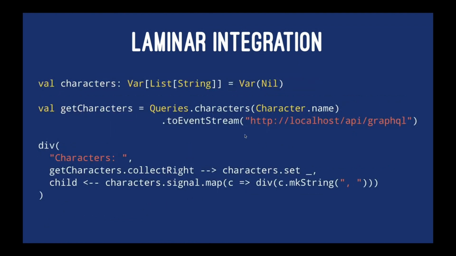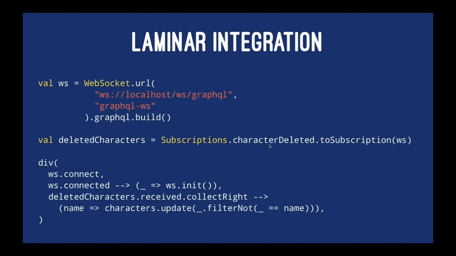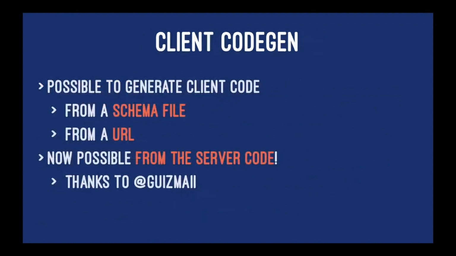So as an example here, you have a Caliban client query, queries.characters, and then you just call toEventStream to transform it into a Laminar event stream so that you can directly bind it to your UI. It is especially powerful when using subscription because you can transform a subscription into an event stream. And when you bind it to your UI, whenever the subscription receives a new element, it can appear in the UI directly. I personally use this at work for doing progress bars. I'm sending the progress through a subscription, and then I bind the progress to a UI, and the progress bar is moving magically. That is really cool.